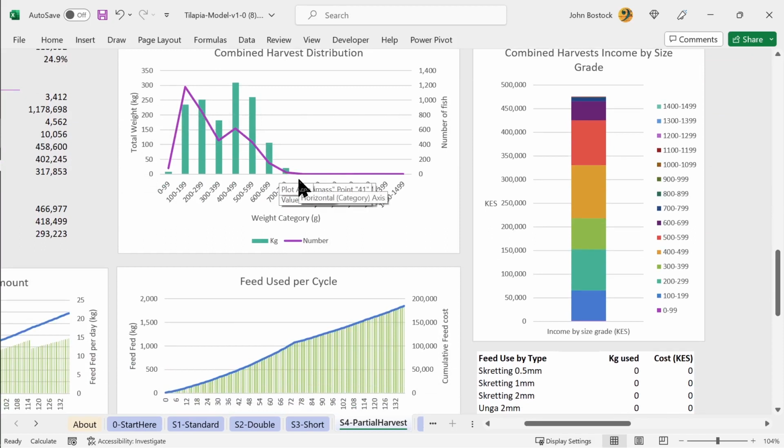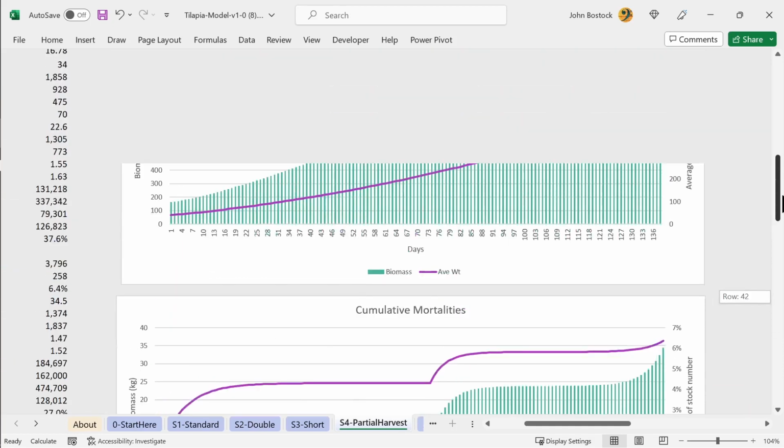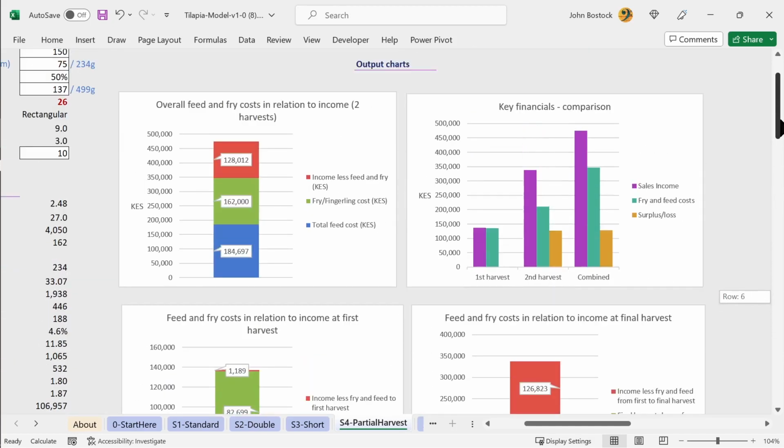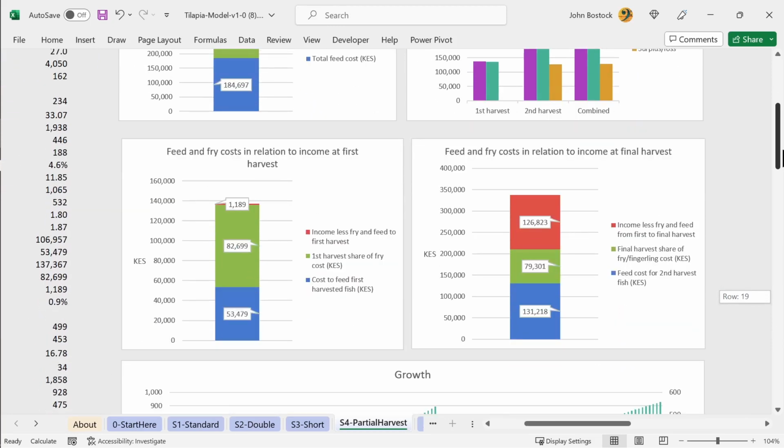Separate charts are available on the Growth-4-Model 4 sheet. Financial charts show the results for combined first and second harvest, and then separate charts for the first and second harvest.